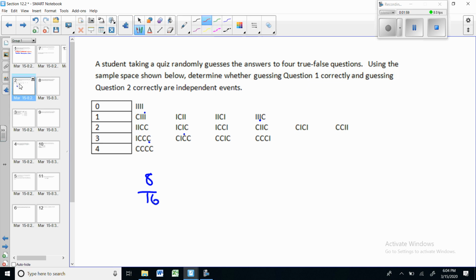Now, what about getting question 2 correct? Well, we've got it here at 1, 2, 3, 4, 5, 6, 7, 8. So our probability there is 8 out of 16. That tells us that this is an example of an independent event. It doesn't matter whether you get the first question correct or not as to whether or not you get the second question correct. Now let's take a look at our next problem.